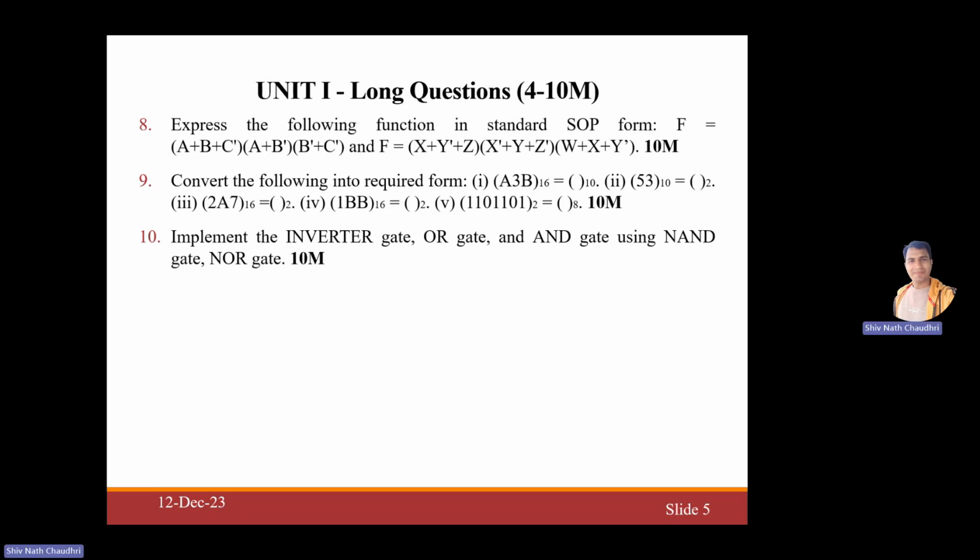The ninth question is also asked for number conversion for 10 marks. And the 10th question is: implement the inverter gate, OR gate, and AND gate using NAND gate and NOR gate. You know NAND and NOR gates are both universal gates. So this is a very easy question, because only the inverter, meaning NOT gate, OR gate and AND gate have to be implemented using NAND or NOR gates. You may feel a little difficulty implementing the XOR and XNOR gates, but here only basic logic gates are asked to be implemented using universal gates.